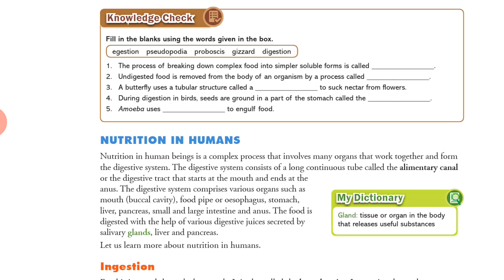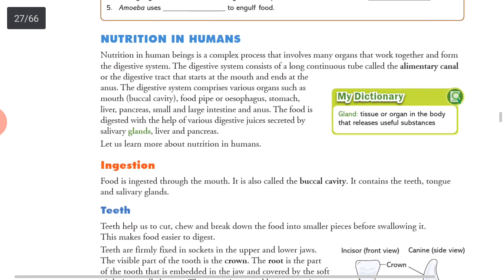seeds are ground in a part of the stomach called the gizzard. Okay, called the gizzard. Amoeba uses pseudopodia to engulf food. Got it? So in the first fill in the blank we will fill digestion, in the second egestion, in the third proboscis, in the fourth we will fill gizzard, and in the fifth we will fill what? The last one is pseudopodia. Okay, dear students, so let's move further.